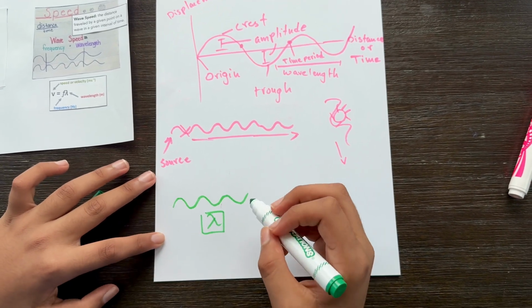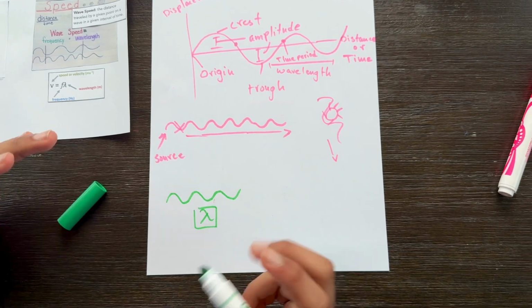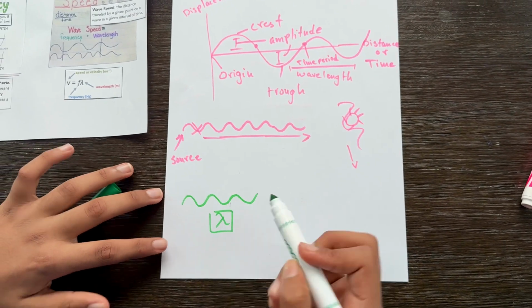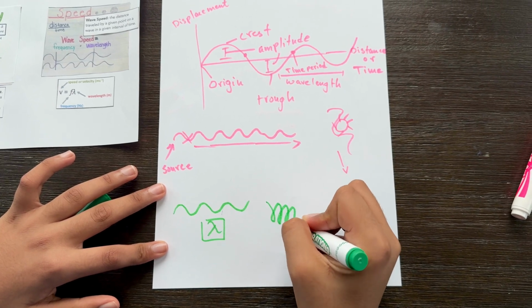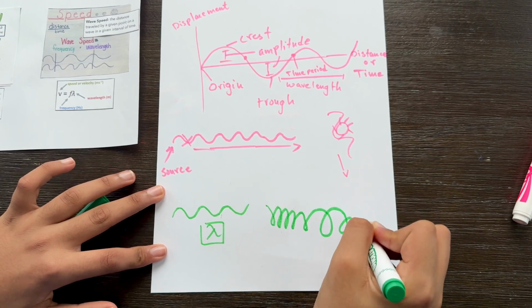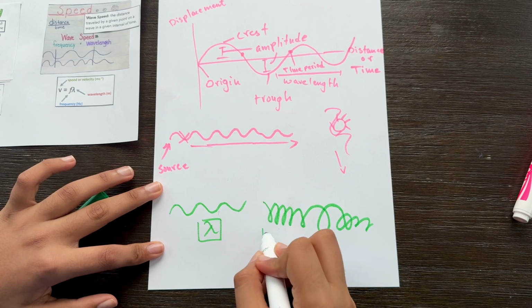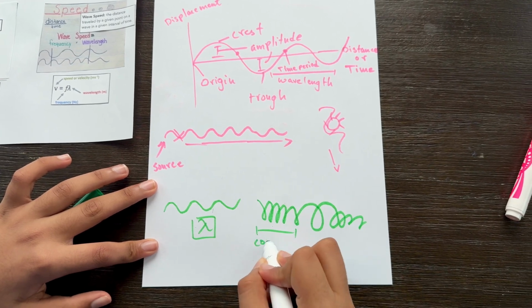However, a longitudinal wave doesn't exactly have that kind of equal balance between the waves. Sometimes this could happen. What we can experience is we can have compression in this area.